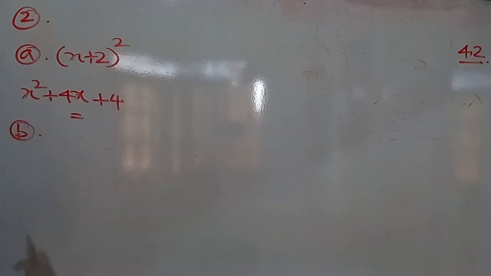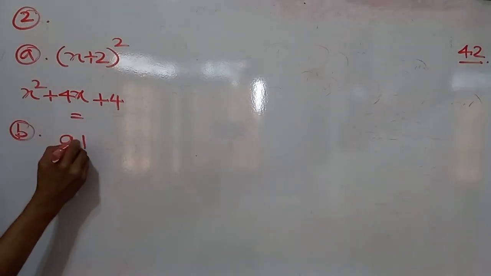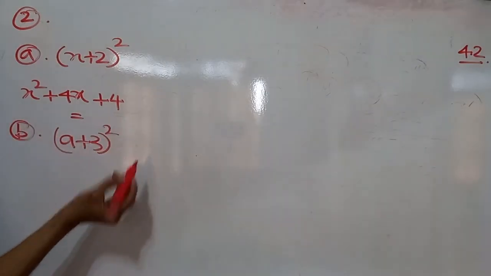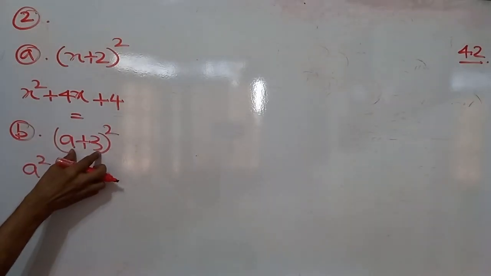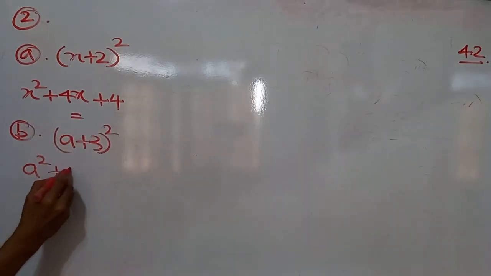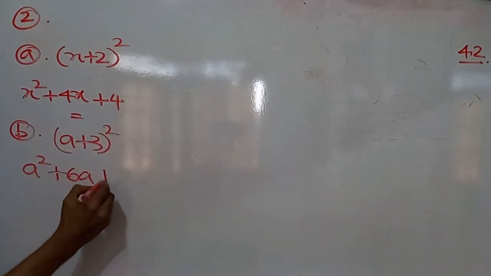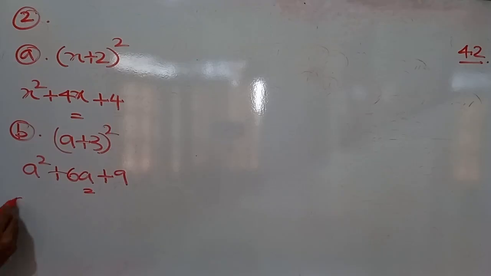Now we have part B. So a plus 3 whole thing squared. So a squared, then multiply these two. So we get what? 3a. Multiply that by 2, we get what? 6a, right? Plus 9. Then C, what do we have?